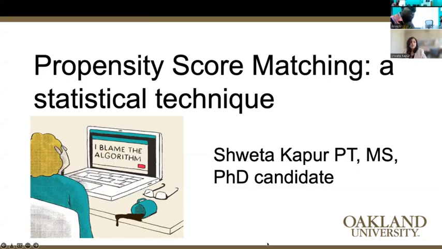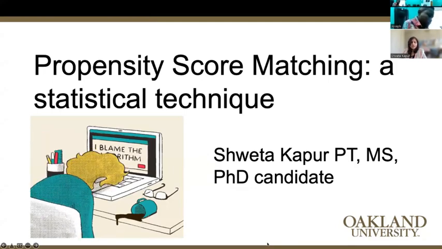My name is Shweta Kapoor, and today I would be talking about propensity score matching, a statistical technique.